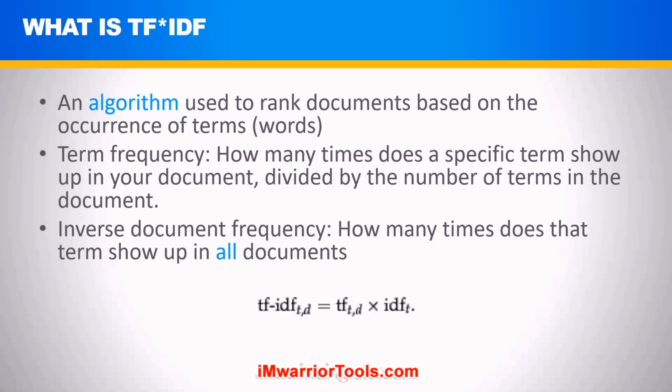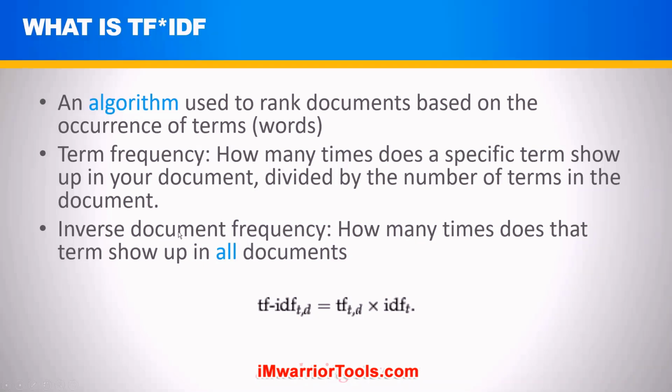This is what the equation looks like. TF-IDF equals the term frequency times the inverse document frequency. Usually this is a logarithmic function, so this doesn't have that big of an impact. But essentially what it boils down to is the term frequency will go up if you have a higher number of the keyword on the page, or the term on the page.